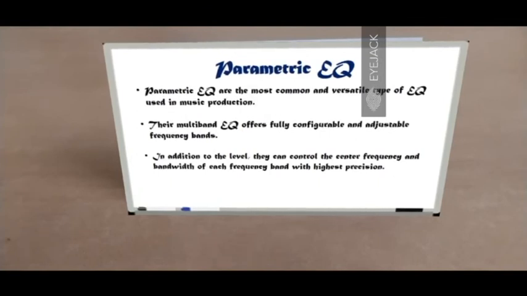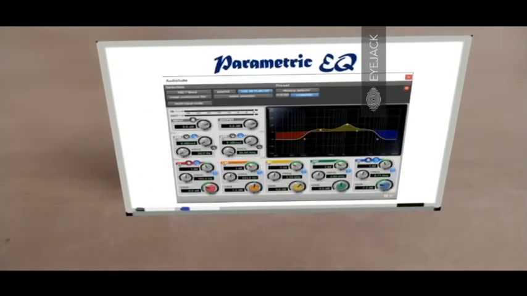They're the most common and versatile type of EQ used in music production. They offer configurable and adjustable frequency bands. In addition to the level, they can also control the center frequency and bandwidth of each band with the highest precision, as compared to a graphic EQ, which can only control the level and the frequency. Here's an example of a parametric EQ. In fact, it's a 7-band parametric EQ available in Pro Tools. As you can observe in the picture, there are a lot of knobs, and it offers more flexibility and features compared to a graphic EQ. Let's discuss the different features offered by parametric EQ in detail.